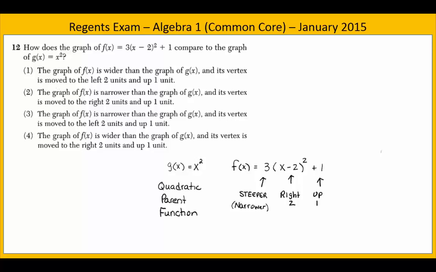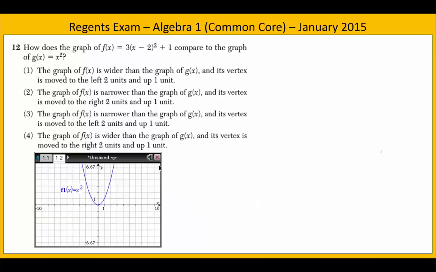The leading coefficient became larger, which means the graph is steeper or narrower than the original. The (x minus 2) squared indicates that the graph is moving to the right 2, and the plus 1 indicates that the graph is moving up 1. Read the choices carefully. The graph of f of x is narrower than the graph of g of x, that's true, and its vertex is moved to the right 2 units and up 1 unit. So choice 2 is our answer.